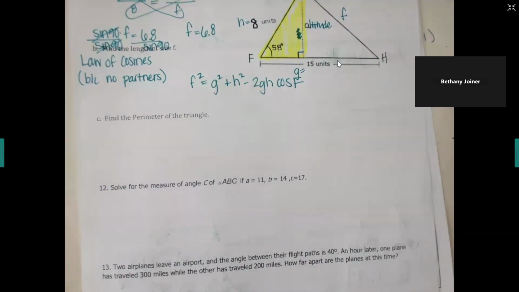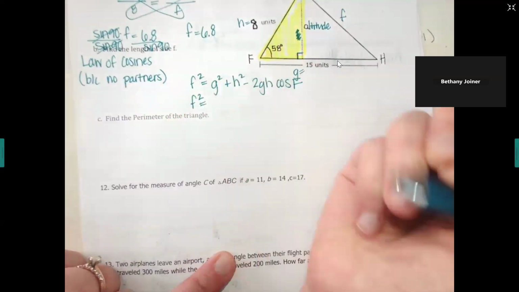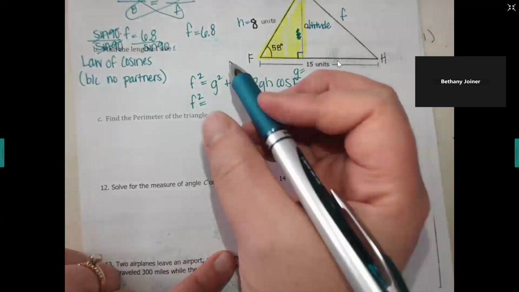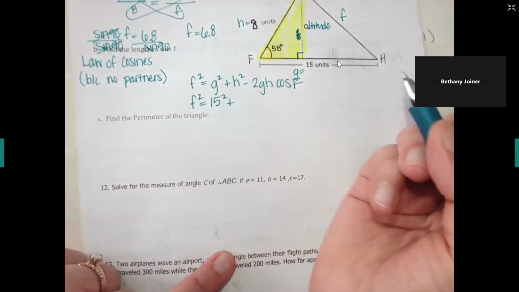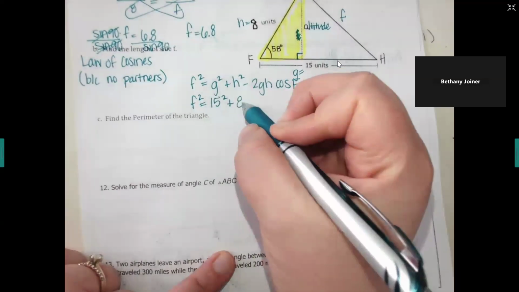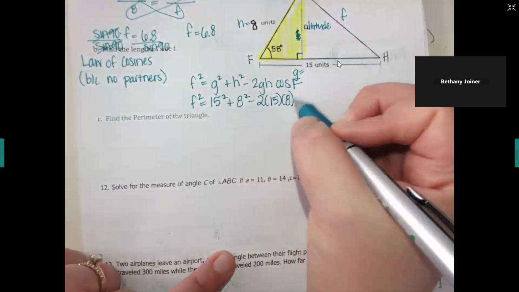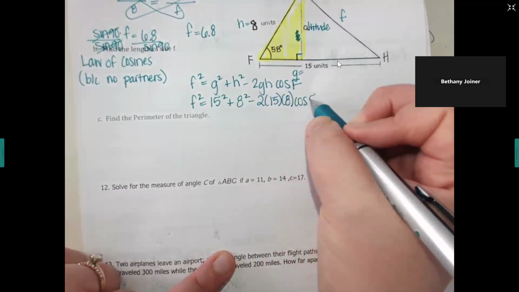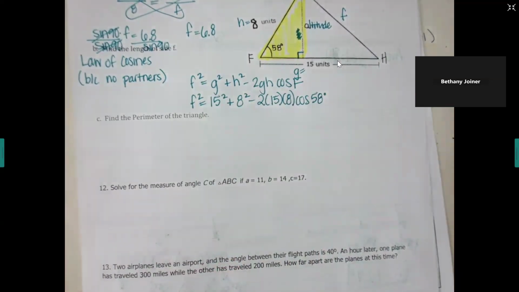All right, so let's plug our numbers in. So we have F squared equals, what's little g? What number? 15 squared plus little h is 8 minus 2, 15, 8. And then cosine big F is where I'll put my 58 degrees. Okay, then notice I want F squared, but it's already on its own side. Then I can put this whole thing into the calculator at once and then take the square root to solve.